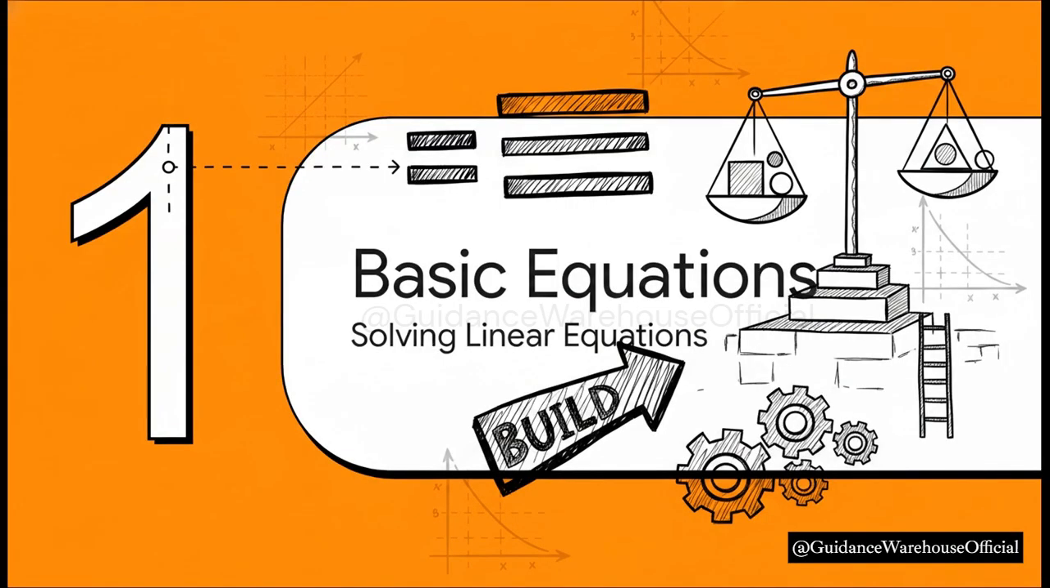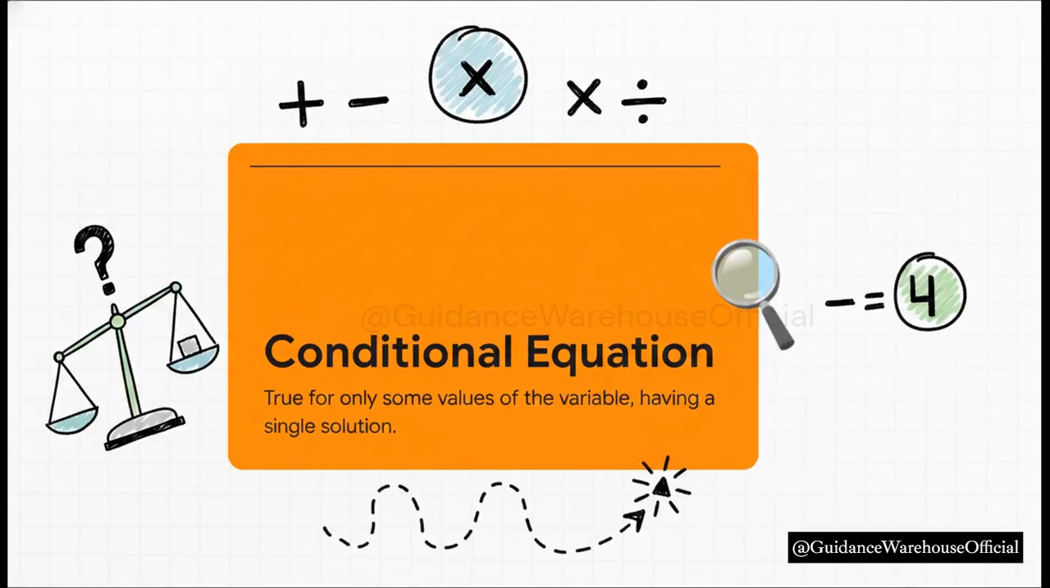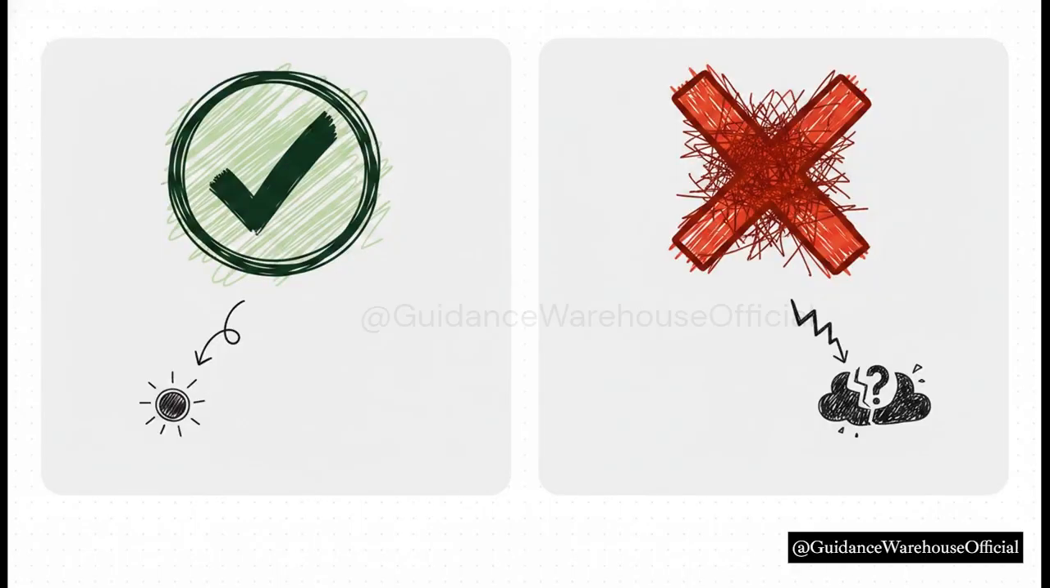Solving basic linear equations. Okay, so we've got to build our foundation before we layer on the complex stuff. Whenever you think of basic algebra, you're almost always thinking of something called a conditional equation. Basically, it's an equation that's true for only some values of a variable, usually just one. So if you're solving an equation by isolating x, using fundamental operations like adding or dividing both sides by the exact same number, and you end up with an answer like x equals -4, boom, you've successfully solved a conditional equation.